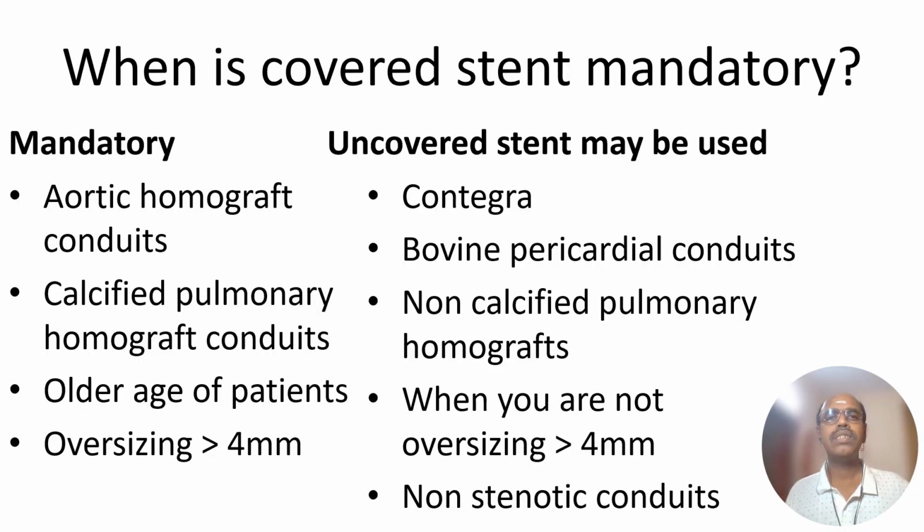So when is a covered stent mandatory? It is mandatory if it is an aortic homograft conduit, in a calcified pulmonary homograft conduit, if the patient is significantly of older age group, and if you are oversizing the conduit by more than 4 millimeters. Uncovered stents may sometimes be acceptable if it is a Contegra or a handmade bovine pericardial conduit, non-calcified pulmonary homografts when you are not oversizing by more than 4 millimeters, and in non-stenotic conduits.